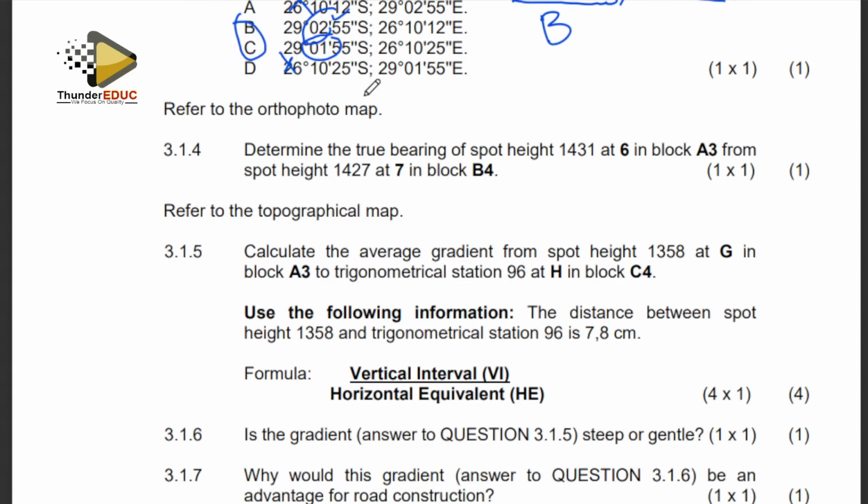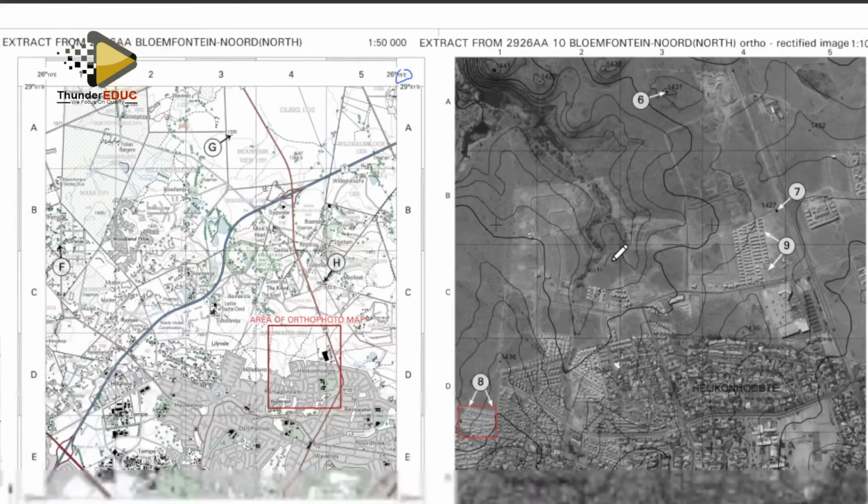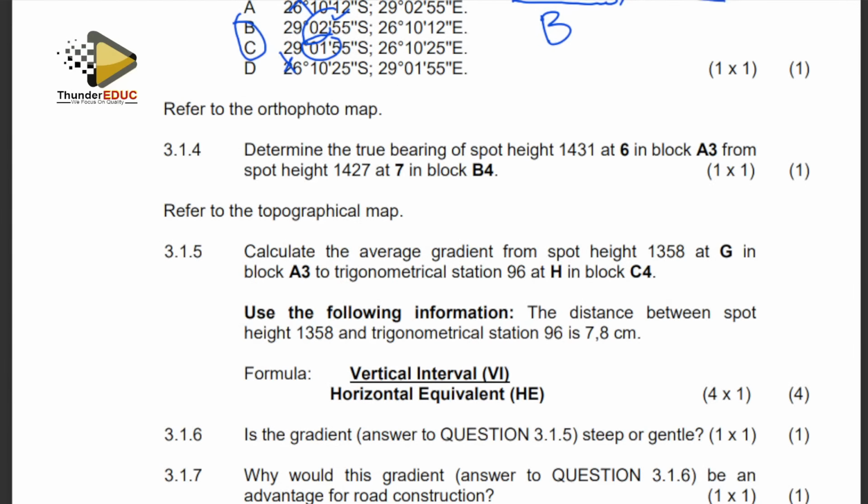So refer to the orthophoto map. We come here, we look at the map. Orthophoto map is where? Is here. Okay, so we are going to refer to this. Which question? Let's quickly go to the question. Refer to the orthophoto map. And the question you're looking at is saying, determine the true bearing of a spot height at 6 in block 1 from. Remember I told you that the moment they say true bearing, the keyword is from.